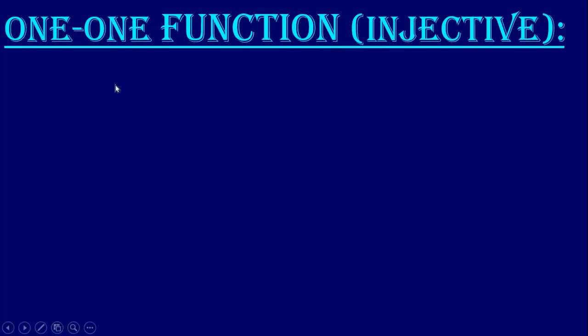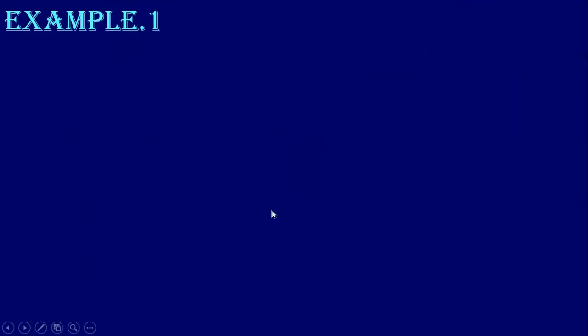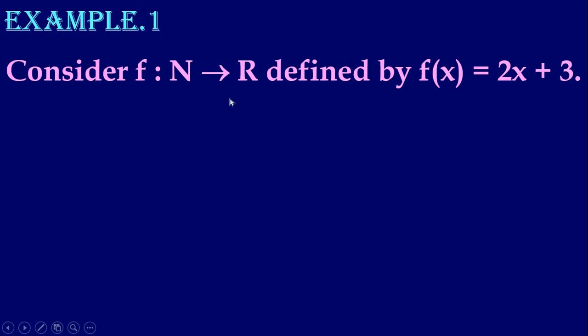Now how to verify whether a given function is 1-1 in a problem? Now consider a function f from A to B. A function f from A to B is 1-1 function if for every x1, x2 belonging to A, f of x1 equal to f of x2 implies x1 equal to x2. Suppose f of x1 equal to f of x2, then x1 equal to x2. If images are the same, then their pre-images are also the same. In problems, we prove a function is 1-1 by this method. So next we consider one example. Consider one function f from N to R defined by f of x equal to 2x plus 3.